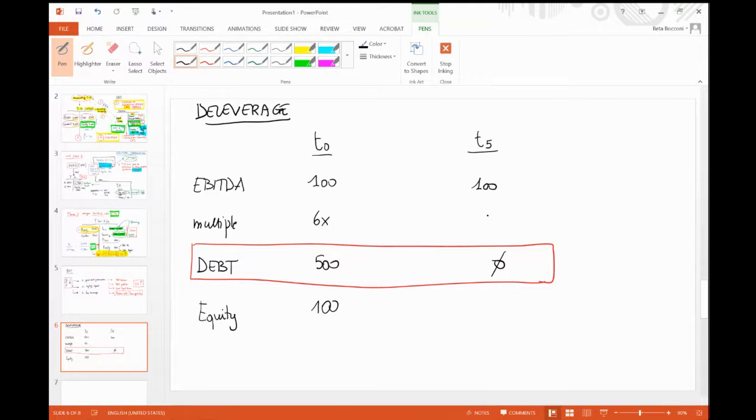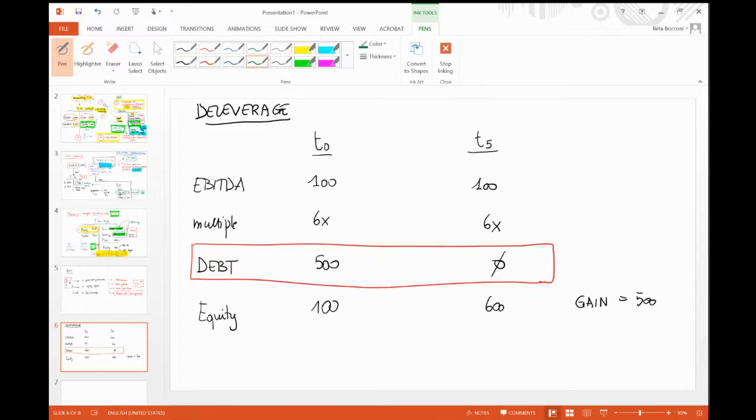Let's assume in the meanwhile that the multiple doesn't go through a re-rating. So at the end of the day, the appreciation of the market for that sector will remain exactly the same, 6 times. So my point for you is the following. If you end up your investment with a company that is still EBITDA 100, 6 times multiple, with a debt of 0, how much will be the equity value at the end of T5? And then, how much will be your capital gain? Level of equity at the end of T5. 0 debt, okay, very good. And so, a potential capital gain of 500.